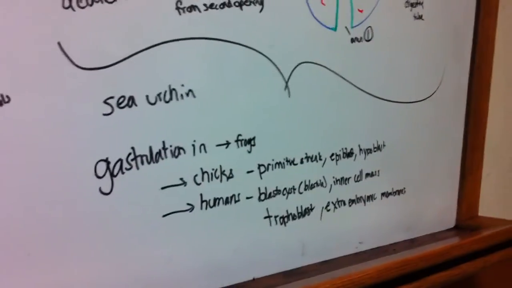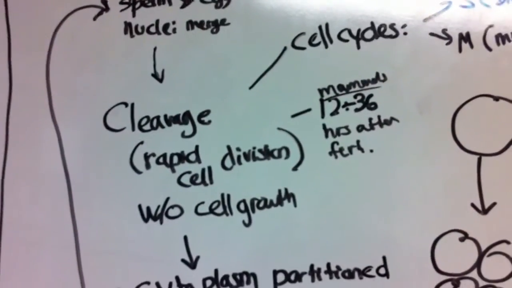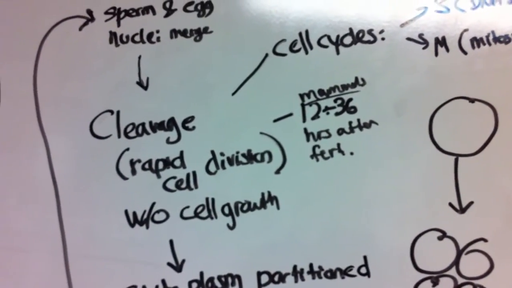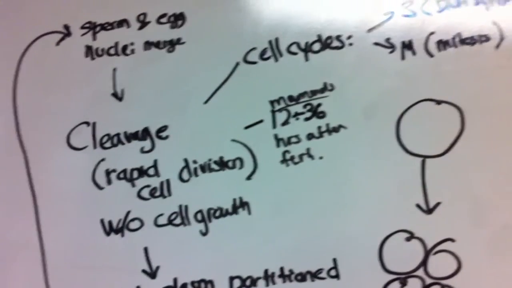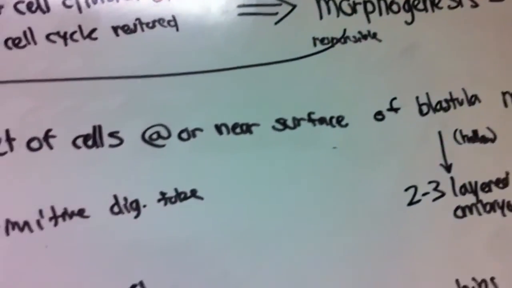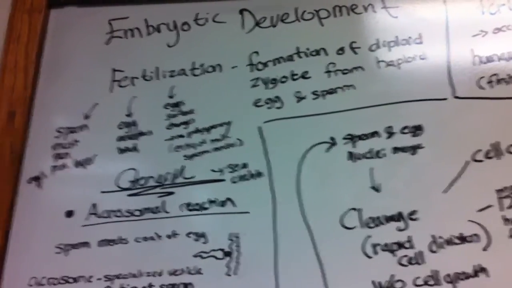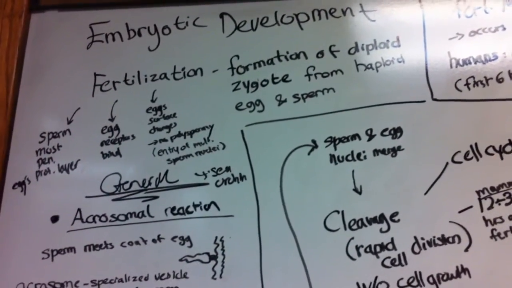So we'll get to these other types of gastrulation in other videos, but for right now, remember what fertilization is, remember how it occurs. It's split up into the acrosomal reaction and the cortical reaction. After fertilization, we'll start to have cleavage, and cleavage is the rapid cell division. And after cleavage, we'll start to have gastrulation, where the set of cells start to move inward. And those are the first two, or I suppose you can call it first three stages of embryonic development.